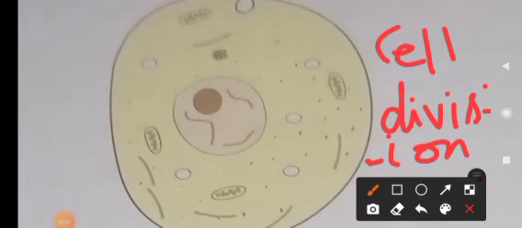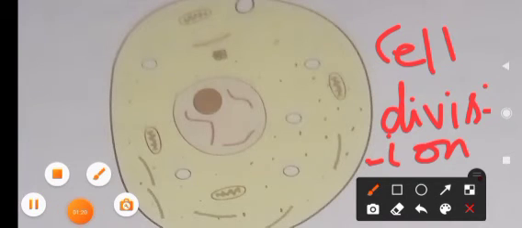Is it clear, children? So the first stage is zygote. The single cell is called a zygote. Once the zygote gets divided and multiplies, it forms an embryo. The embryo becomes a baby, and the baby becomes an adult. The first stage is zygote, the second stage is embryo, the third stage is baby, and the fourth stage is adult.